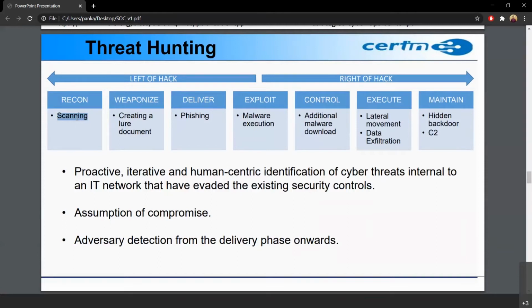Then the last stage, which basically overlaps with the sixth, is maintaining. So they leave behind a backdoor. Whenever they want to come back later, the attackers come through that backdoor and they have a command and control, C2 server as we call it. So basically these are the steps of the cyber kill chain process, and how a cyber attack basically occurs.